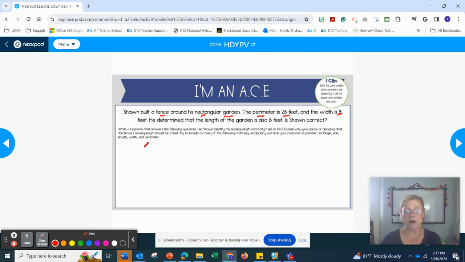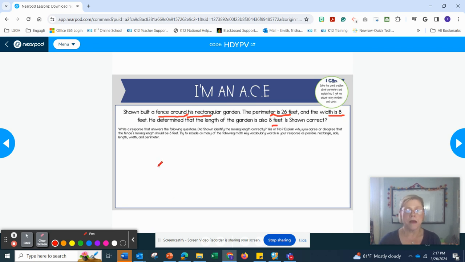So I'm going to draw my rectangle. And I am really happy that you guys are here because, you know, Miss Smith is not the best artist in the world. So it is a fence around his rectangle garden. Perimeter 26 feet. I did just clear all that off by accident. Kind of think it's 8 feet.